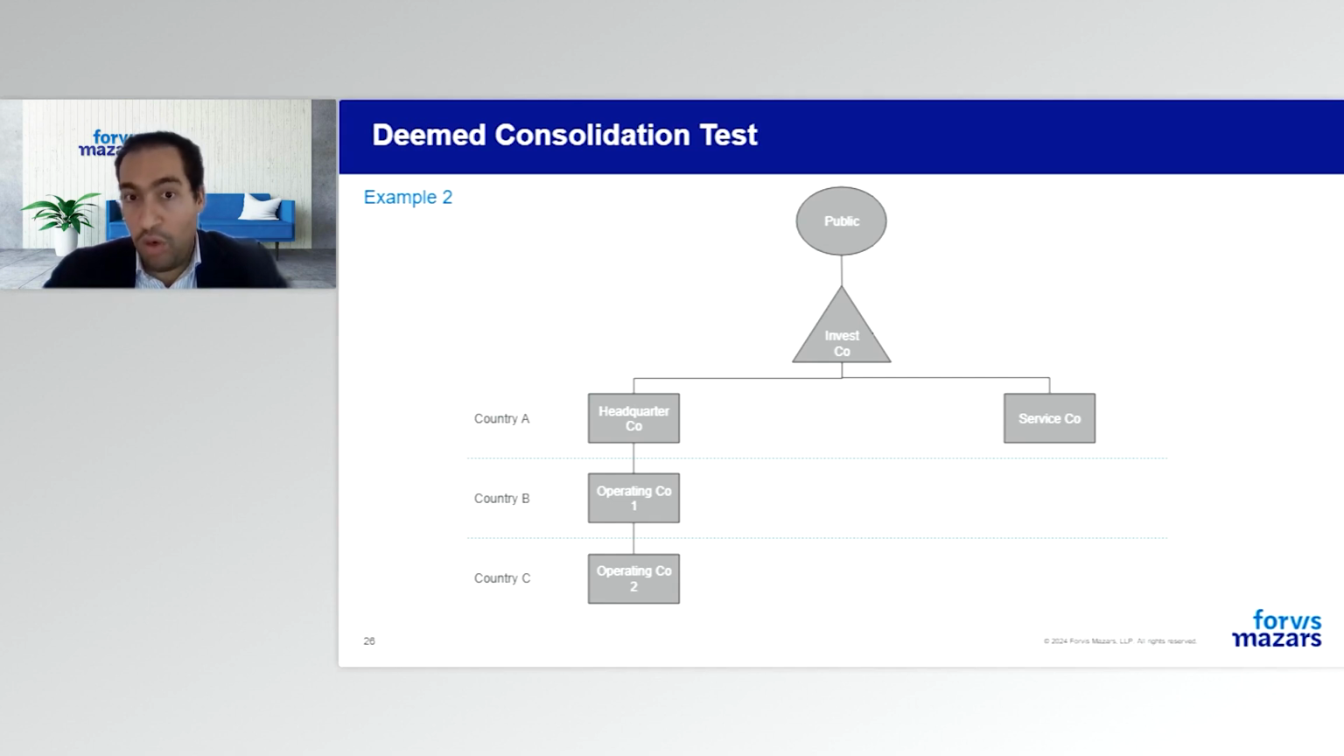So there is no exception not to consolidate, I guess. So basically, it would have been in a position to consolidate Headquarter Co, and the group would therefore include Service Co, Headquarter Co, and its subsidiaries, and it would be much larger. So, very similar situations, very different outcomes depending on which accounting standard you are using.